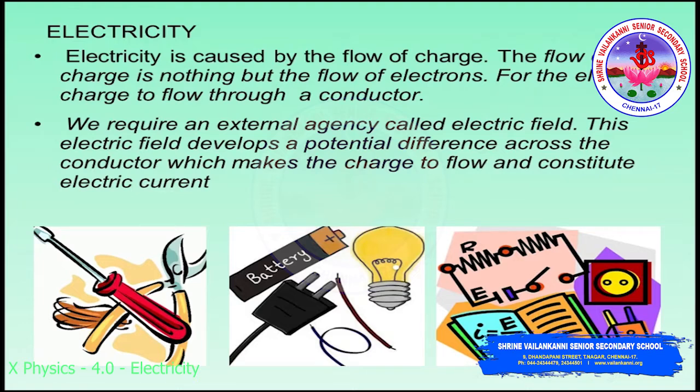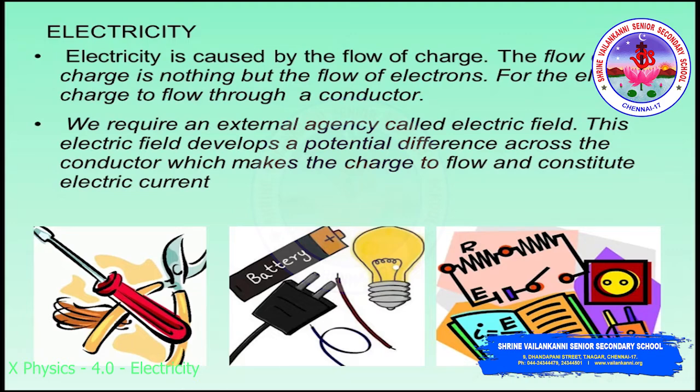A body which acquires a charge as a result of an excess or a deficiency of electrons, this charge is called a static charge. We have learnt about static charge in our lower classes, but electricity is caused by the flow of charges. The motion of a charge is what we call a flow of charge. This flow of charge is nothing but the flow of electrons.